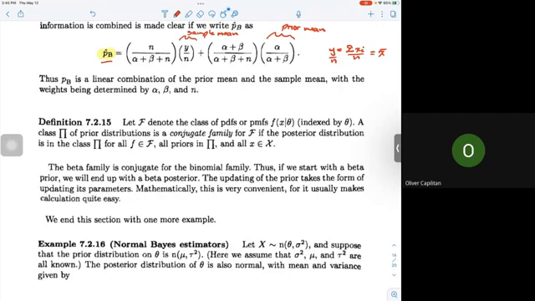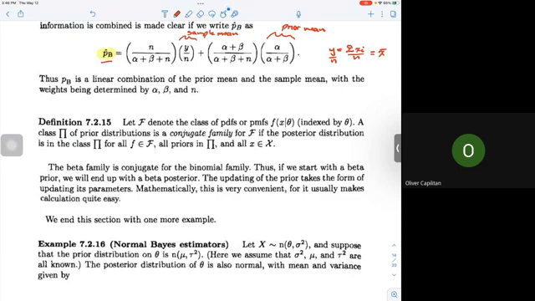We saw in our example above that our prior distribution has a beta distribution, and we have seen that our posterior distribution also has a beta distribution. So the beta family is a conjugate for the binomial family. Thus, if we start with a beta prior, we will end up with a beta posterior. So the updating of the prior takes the form of updating its parameters. Mathematically, this is very convenient, for it usually makes the calculation quite easy.